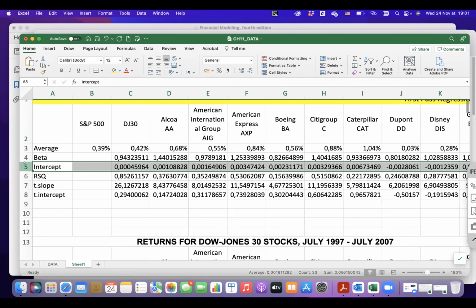We cannot rely on our estimates of the intercept. But it's not a big deal, because the most important thing for us is the beta, because the beta measures the risk and the sensitivity of each stock toward the market.